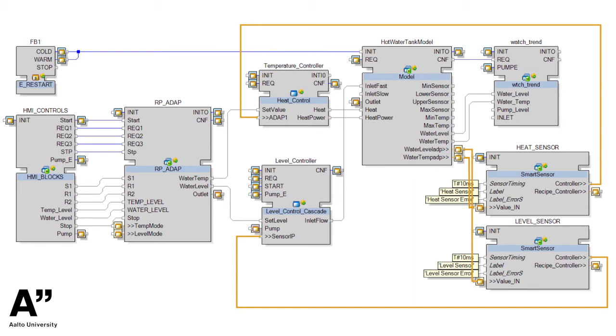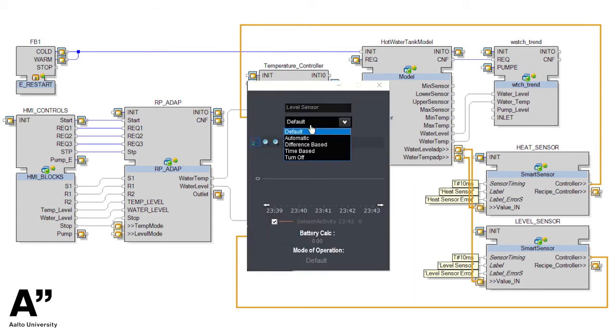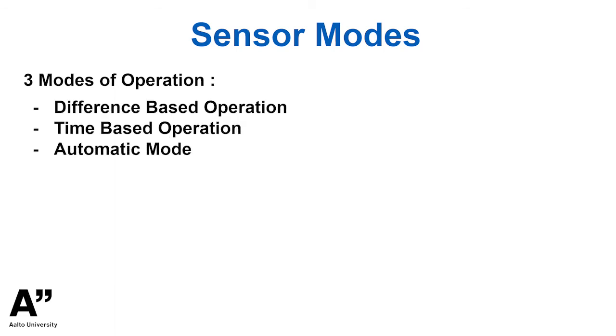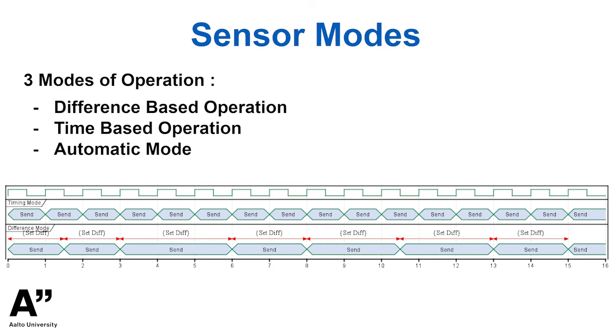The sensors are also integrated with a faceplate to view the sensor performance and also control the various modes of operation. The sensor has been designed to work in three different modes of operation: a difference mode, a time-based mode, and an automatic mode. In the difference mode of operation, the sensor gives an output only when the difference of the new reading is greater than or equal to the set threshold value when compared to the previous reading.